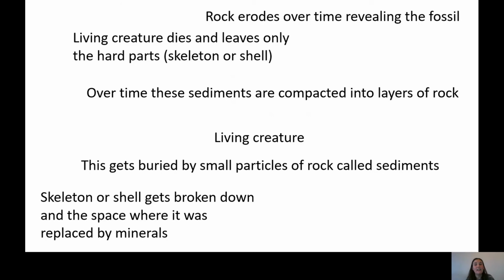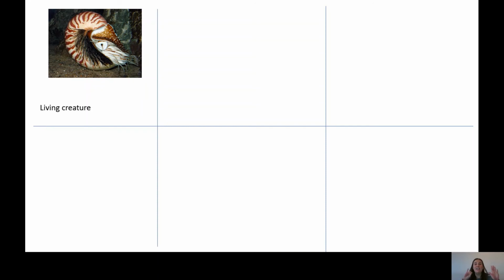I'm also on your worksheet going to put a link to a BBC Bitesize video that you can watch, which also explains it, so you can use that to help you. You can set it out how you would like, but this is how I have set mine out. I know that there are 6 processes, so I've divided my paper into 6 parts. I've then drawn my picture of my living creature, because that's the first process, and then underneath I've written a description of what's happening.